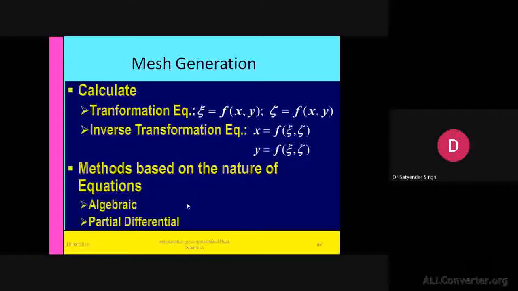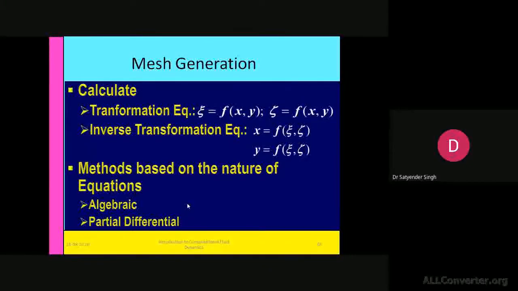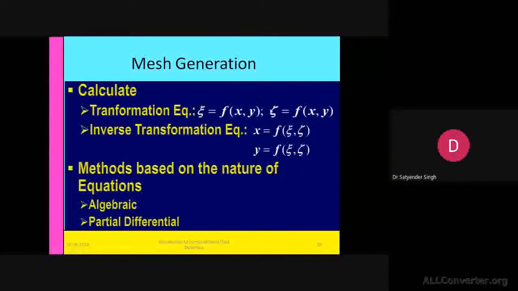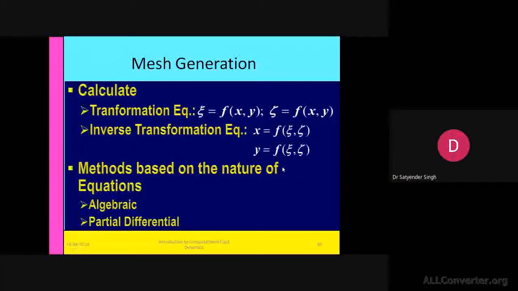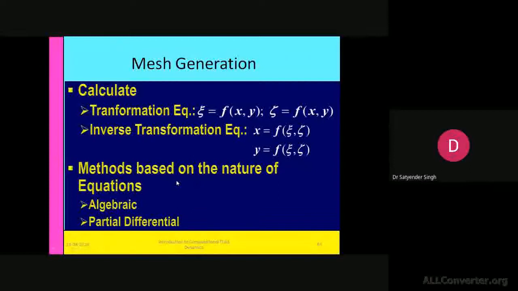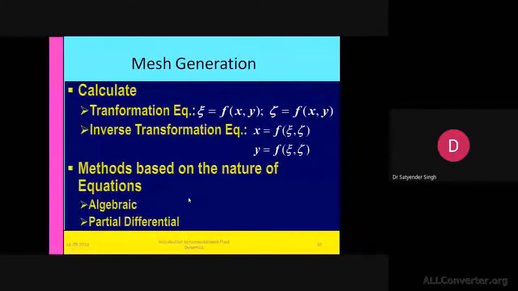So now I will go to how the mesh can be generated for your code. There we are using some transformation equations and inverse transformation equations. So we have xi and zeta, two functions which are created as a function of x and y coordinates, and they will be inverse transformed for x. Now xi and zeta are created as a function of x and y, and then we have two methods. One is algebraic and the second one is the partial differential equation.